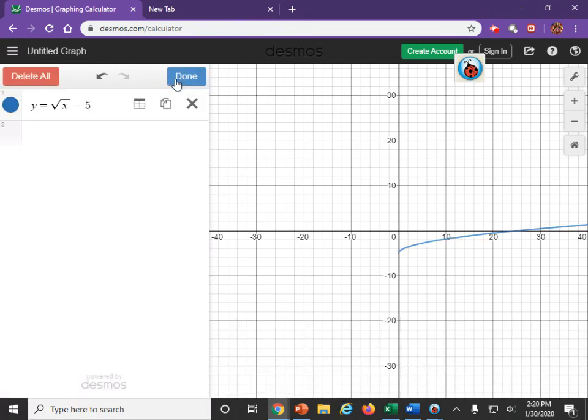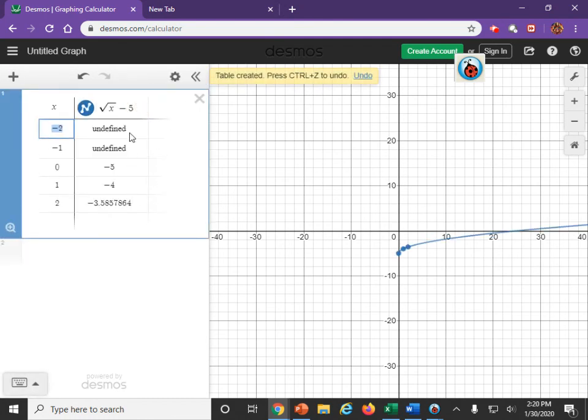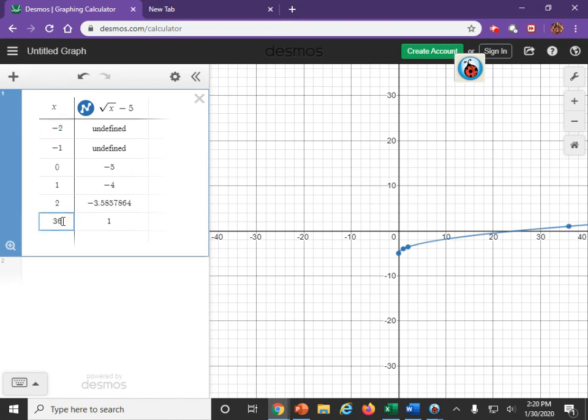All right, I'm going to convert to a table. All right, don't worry about those undefined. That's all right. I need to know what happens at 36. So I'm going to type in 36, and my answer is 1. So y equals 1. All right.